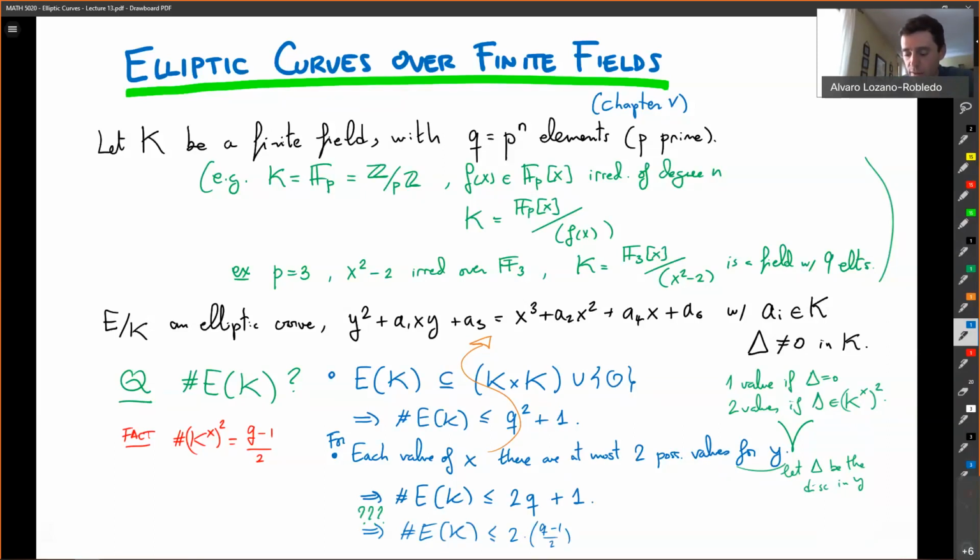And then there is also what happens with 0, when delta is 0. There is only one solution when the discriminant is 0, and then plus 1 for the point at infinity. So in total, I get Q minus 1 plus 1 plus 1. That is Q plus 1 points. And this is actually not a bound. It should be approximately Q plus 1.